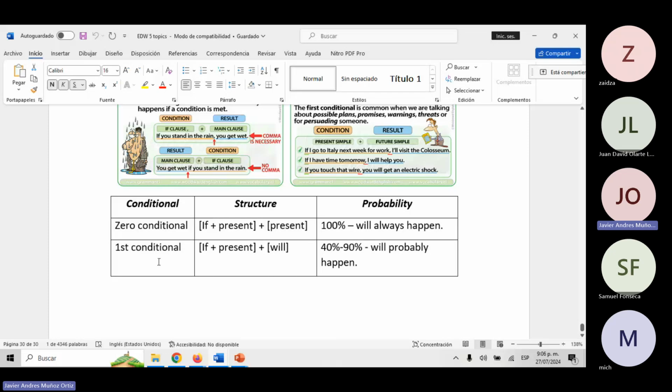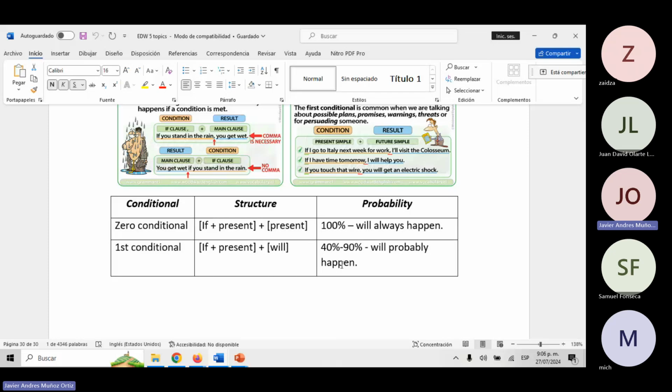First conditional instead, in terms of grammar, we use the simple present tense to talk about the cause, and we are using the future will to mention the effect. In this case, the probability of success is not going to be 100%. It's going to be between 40 and 90%. So the probability is high, not perfect. No, it's not going to happen all the time, but the probability of success is elevated, is high.